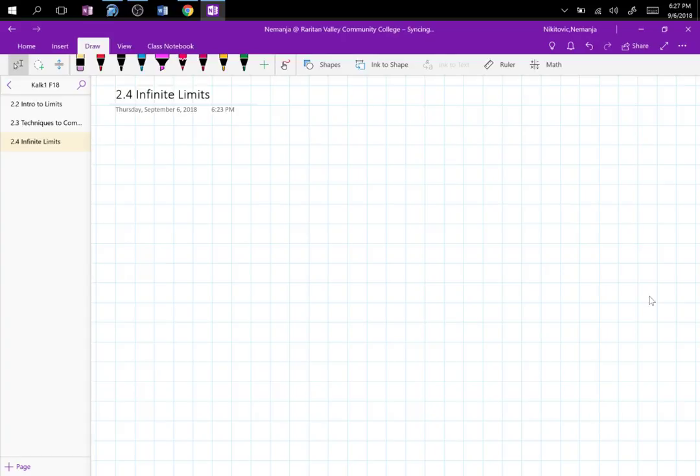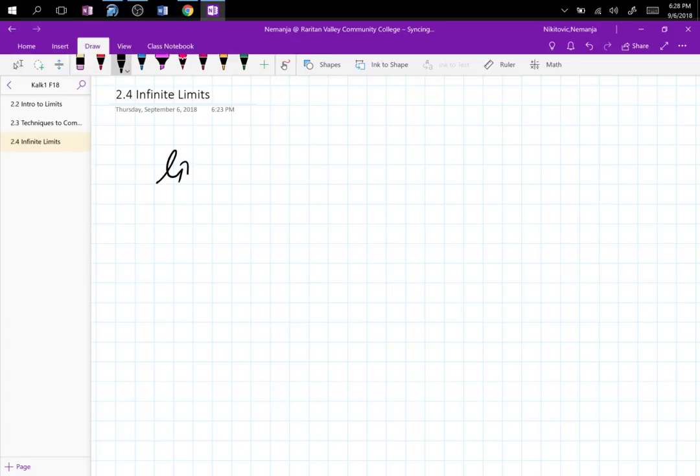Hello and welcome back to Calc1. So the lecture is on 2.4, infinite limits. And we are talking about limits that have infinity as an answer. So we have two one-sided limits and then the overall limit. That's three limits, and if the answer is infinity, they fall into this category.